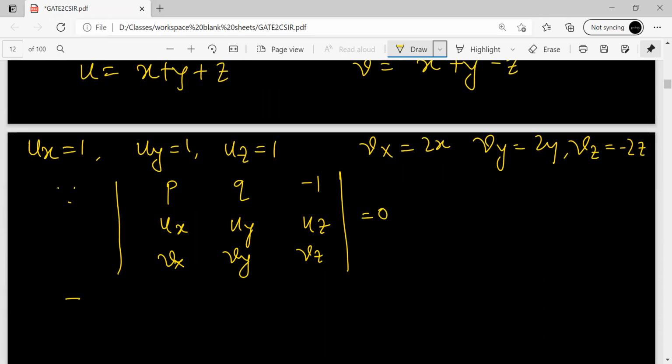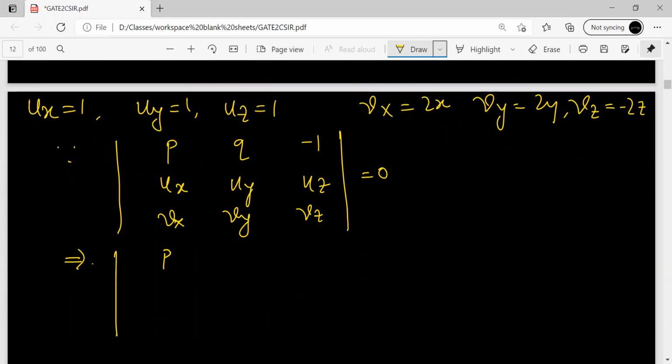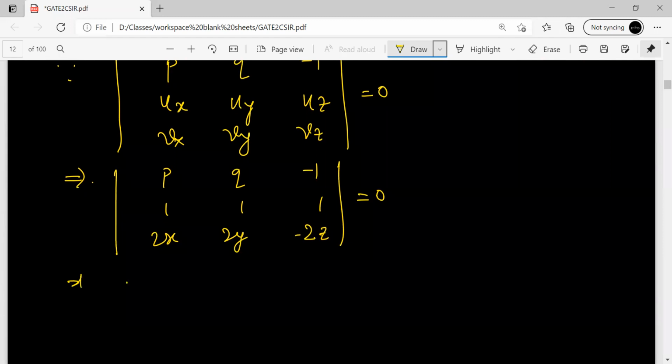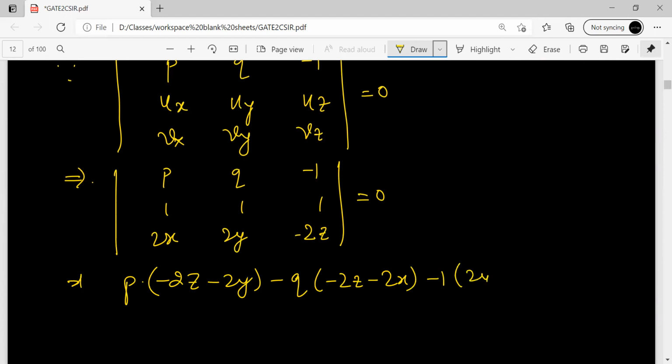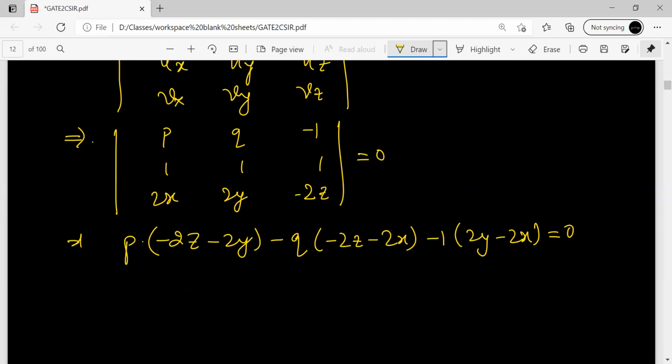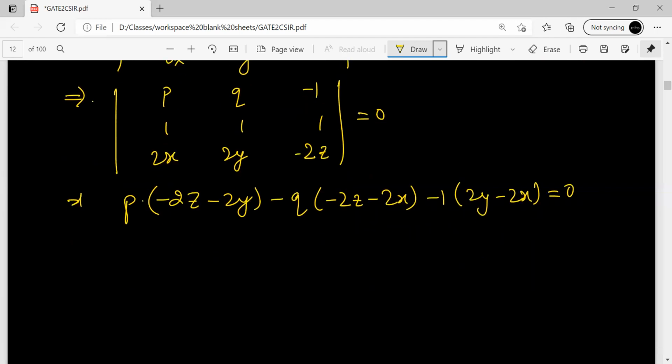So now just substitute here pq minus 1, ux is 1, 1, 1, and vx is 2x, and then 2y, and then you have minus 2z. This is equal to 0. Now solve this determinant, so you get p times minus 2z minus 2y, minus q times minus 2z minus 2x, and then minus 1 into 2y minus 2x equal to 0. Everywhere I see this 2, so I'll divide by 2.